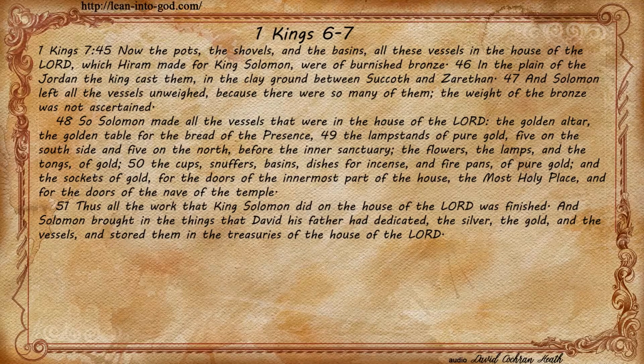So Solomon made all the vessels that were in the house of the Lord, the golden altar, the golden table for the bread of the presence, the lampstands of pure gold, 5 on the south side and 5 on the north, before the inner sanctuary, the flowers, the lamps, and the tongs of gold, the cups, snuffers, basins, dishes for incense, and fire pans of pure gold, and the sockets of gold for the doors of the innermost part of the house, the most holy place, and for the doors of the nave of the temple.